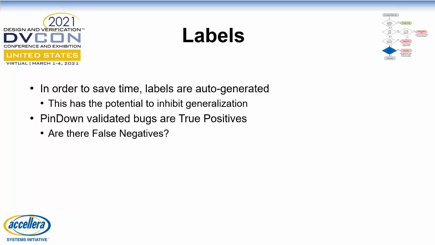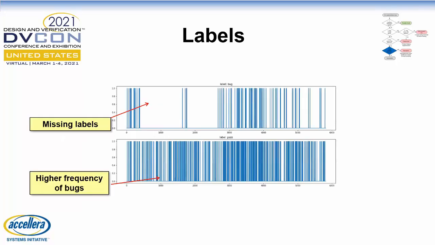If the training set contains false negatives, i.e. samples labeled as clean but are actually bugs, then this has the potential to skew feature importance during training, or in worst case, inhibit generalization altogether. This is why, when generating the training set, we try to use as many different techniques as possible.